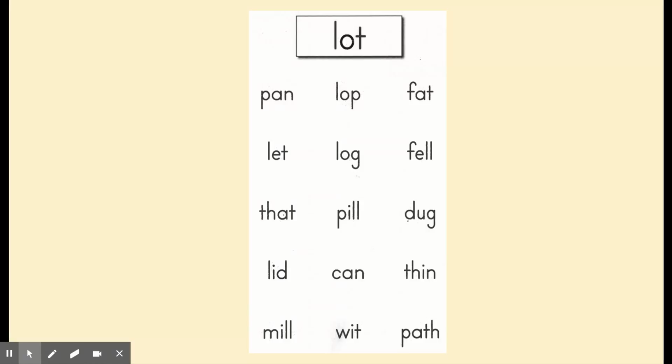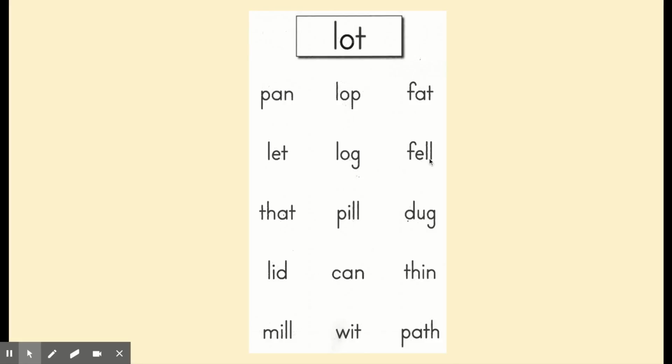Now let's practice reading some words. We will sound them out and then say them fast. Watch as I demonstrate with the word in the box. Lot. Ready? Pan. Lop. Fat. Let. Log.